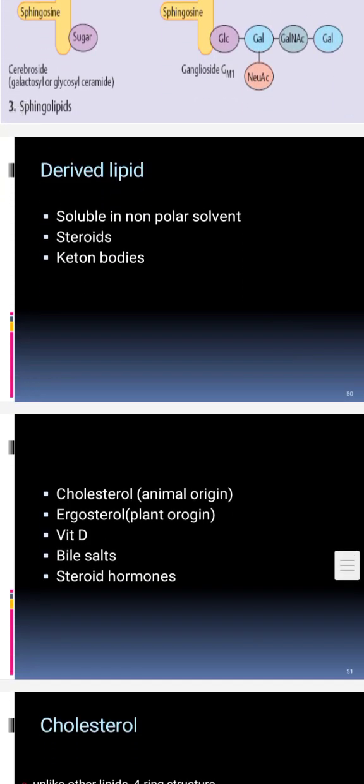Now we will shift to the derived lipids. If you remember, in the classification of lipids, we have simple lipids, complex lipids, and derived lipids. Derived lipids, of course, are soluble in nonpolar solvents like the rest of the lipids, and they contain steroids and ketone bodies, cholesterol, ergosterol, vitamin D, bile salts, and steroid hormones. These are the major types or parts of the derived lipids.